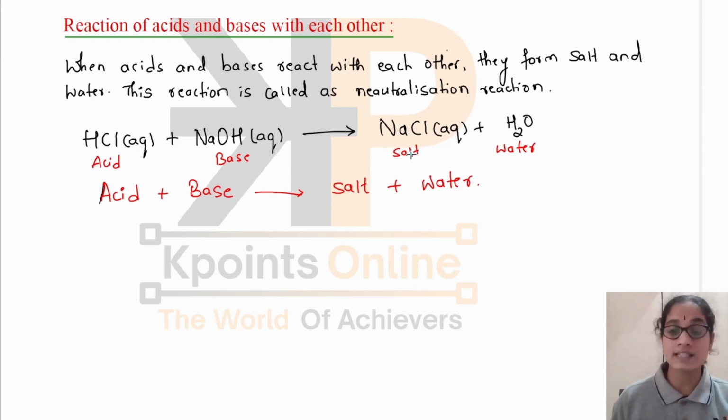We cannot always say that this salt is a neutral substance. It may be an acidic salt, it may be a basic salt. We will come across this concept a little bit later. Let us understand this reaction with the help of an example.